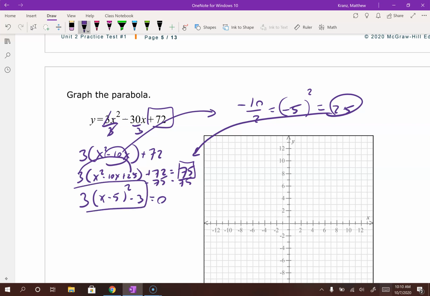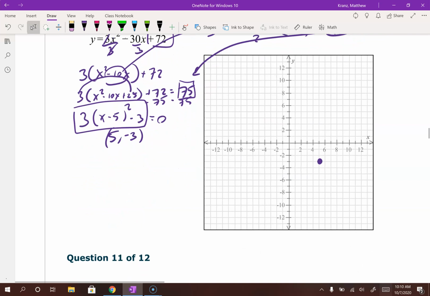So this is my equation. So now I know my vertex is (5, -3). So I have a (5, -3), so it's right here. This is my vertex. Now to graph this, what I'm going to do is make a table of values. I know I'm at 5 and a -3.